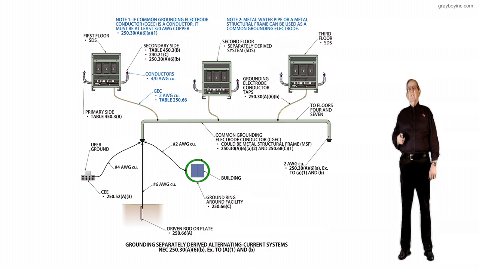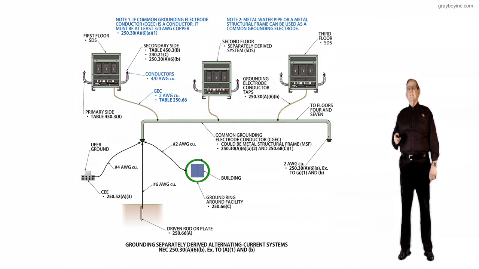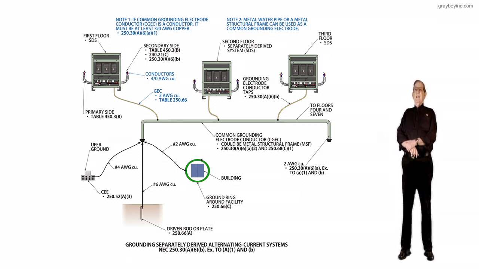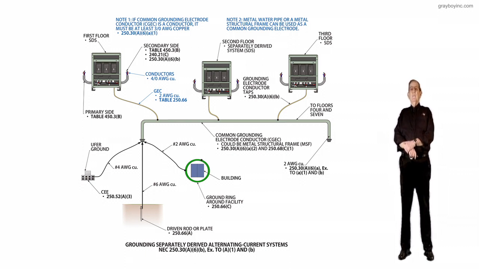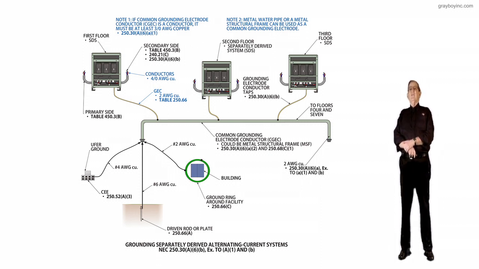Now, let's take a look third at this ring that's encircling the building. And it's a number 2, and your conductor is number 2. Fourthly, I'd like you to notice that the largest of all these that you see here, all 3 of them, is number 2, so you could have a number 2 common grounding electrode conductor there, or you could just make it 3/0 by 250.30(A)(6) or 250.68(C)(1), however you wanted to do that.